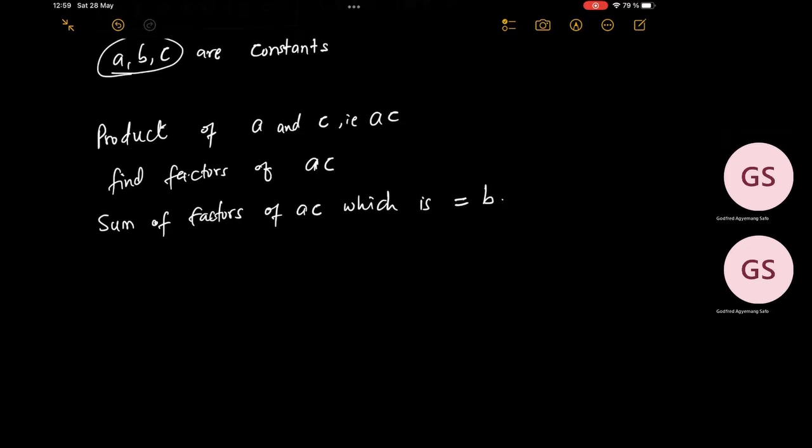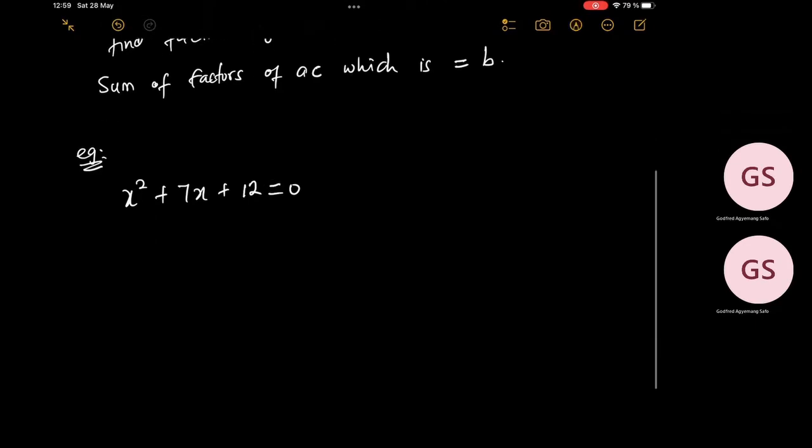Let's find one example and use it. The example is x squared plus 7x plus 12 is equal to 0. First we have to find ac. Here a is 1. This is our a, and this is our c. So ac is 1 times 12, which is equal to 12.